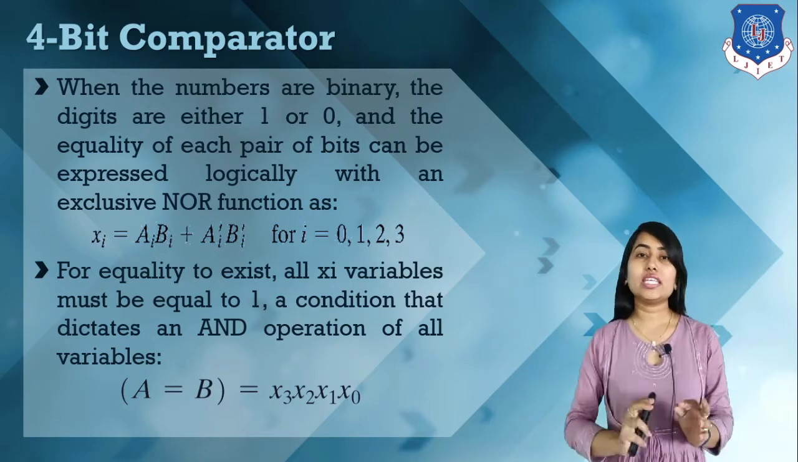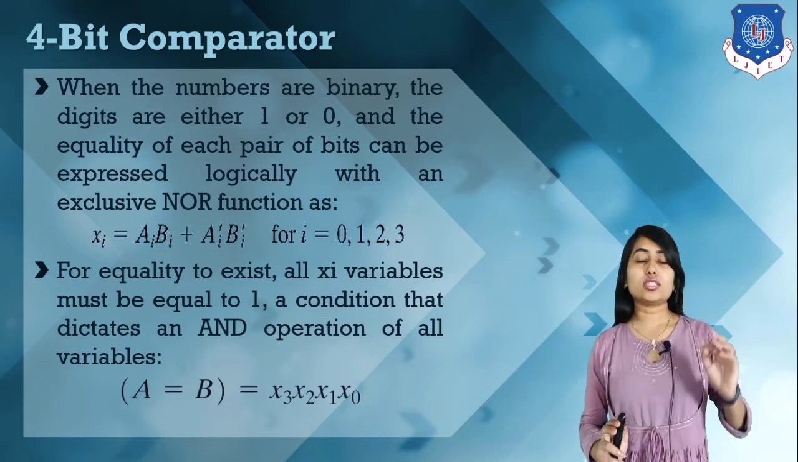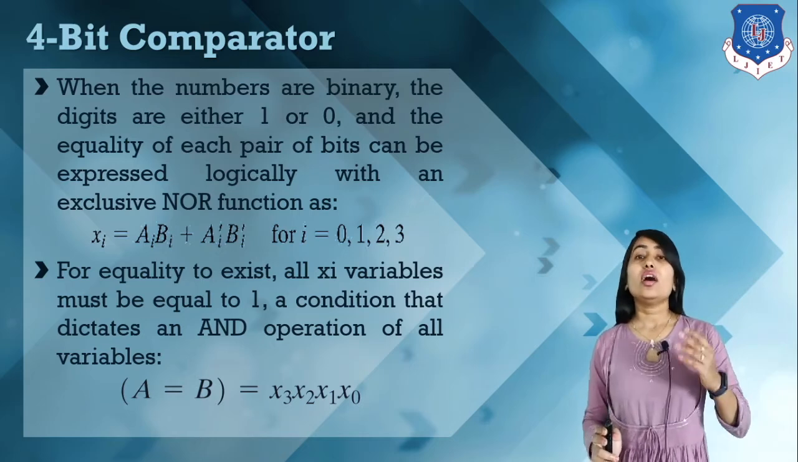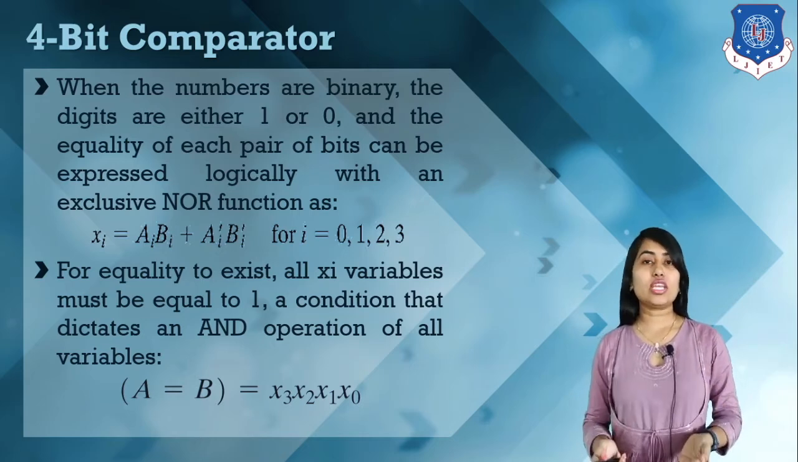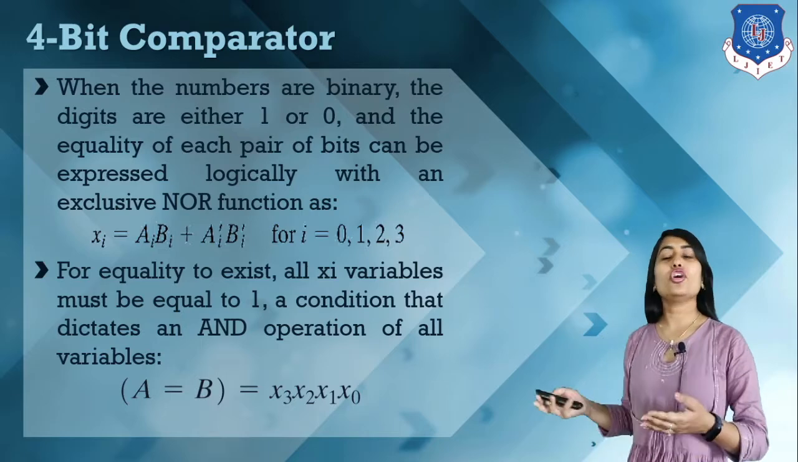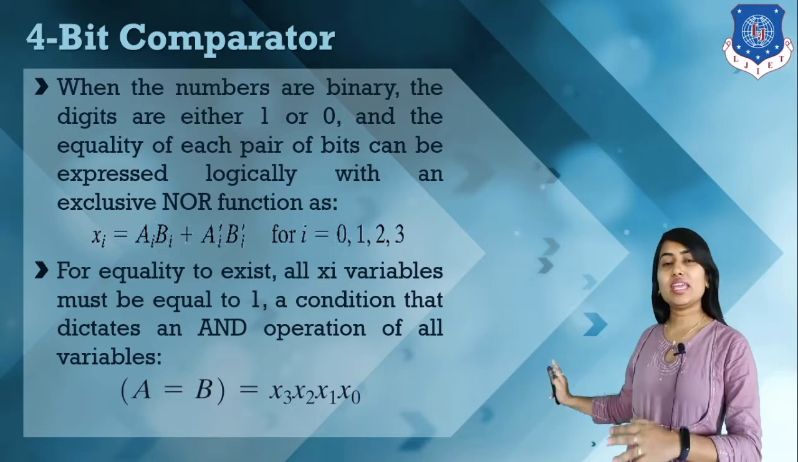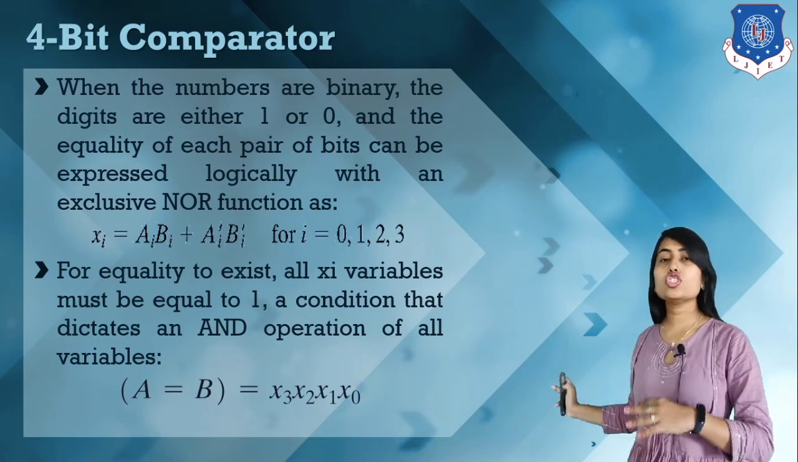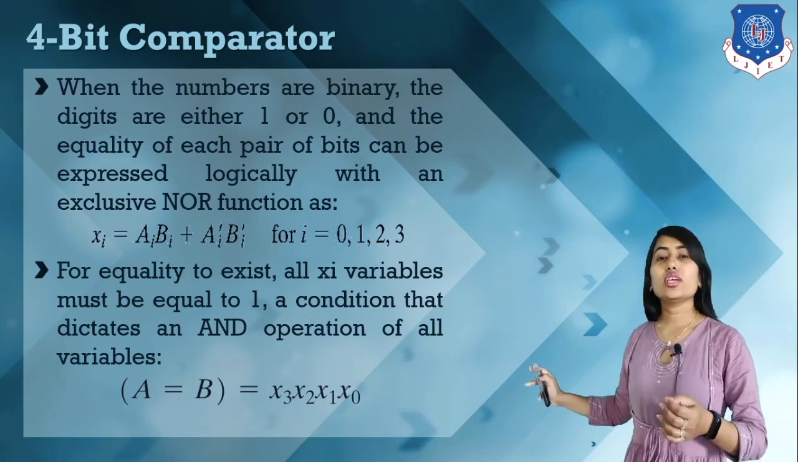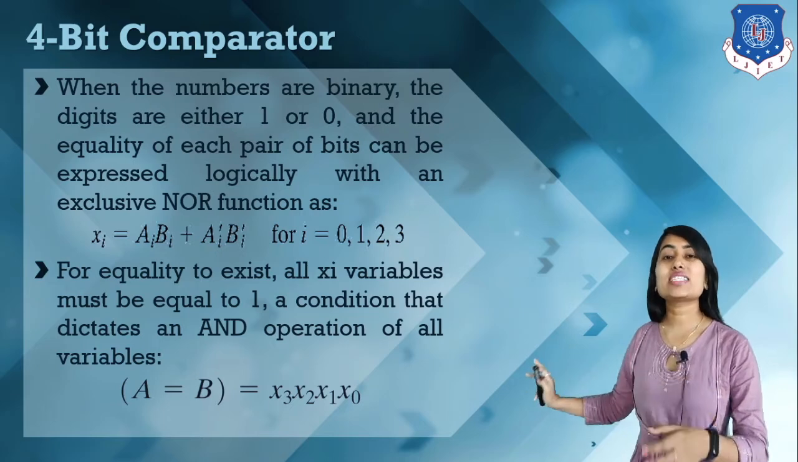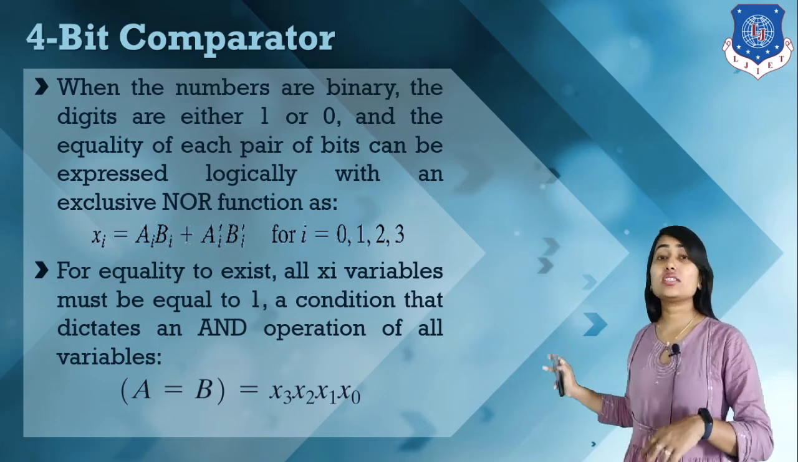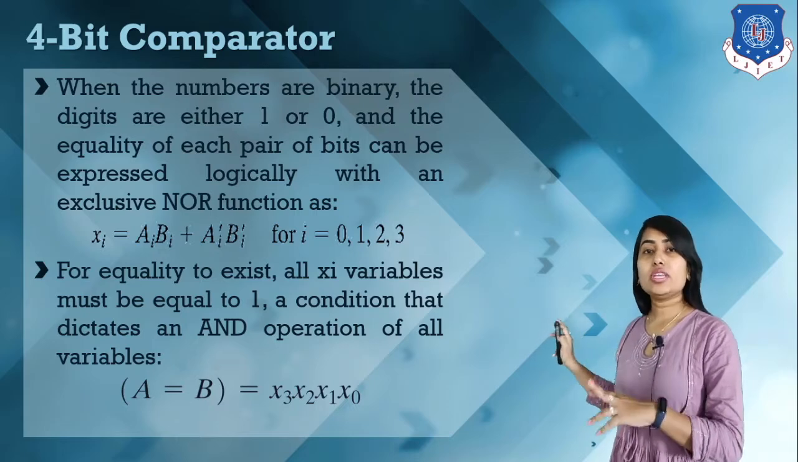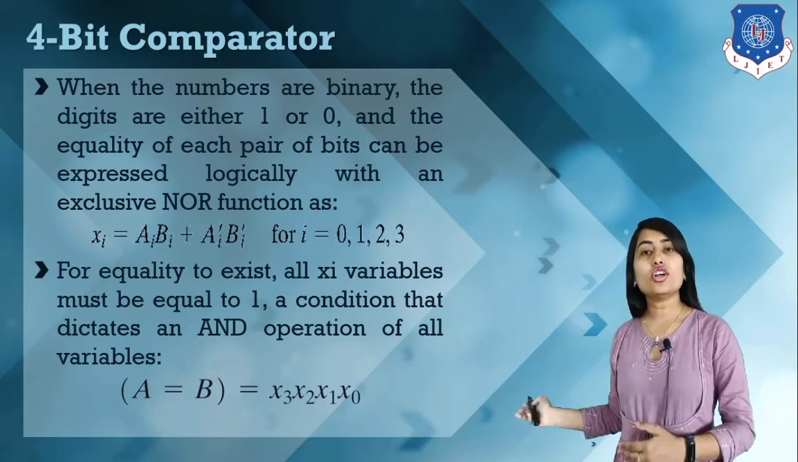Whenever a3 is equal to b3, a2 is equal to b2, a1 is equal to b1, and a0 is equal to b0, then we can say that A equals B. So for all the combinations we can apply AND over here, and we check the similarity by the XNOR operations. Okay, so here A equals B is equal to x3 x2 x1 x0, where x is equal to ai bi plus ai dash bi dash. Okay, so this is for the equality.